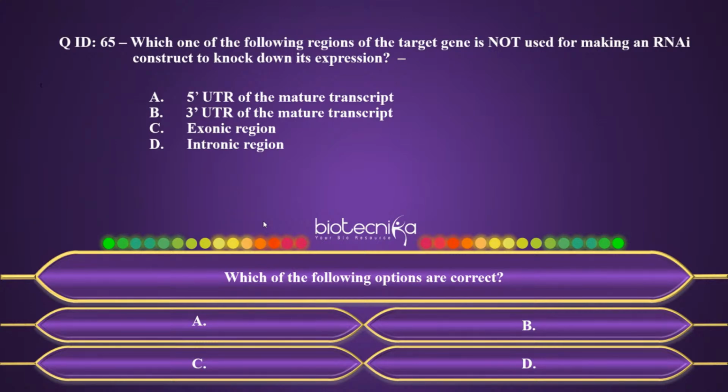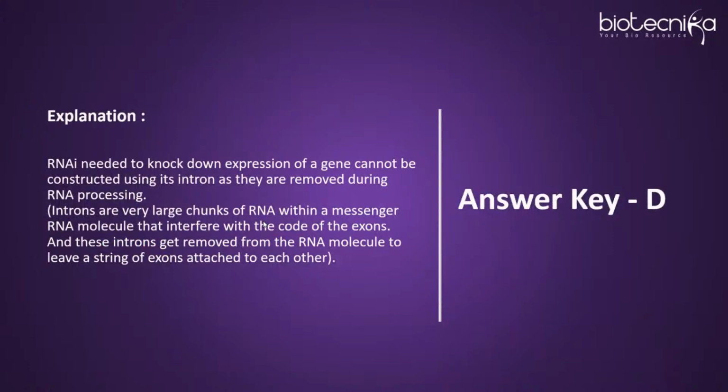Intronic regions. Whether they are present or not, their presence doesn't affect the expression of the gene, right? So which one of the following regions of the target gene is not used for making an RNAi construct? In this question, option D is the correct one. The explanation is that an RNAi needed to knock down the expression of a gene cannot be constructed using its introns, as they are removed during RNA processing. So these intron regions are basically removed during the RNA processing itself, so they are not used for building the RNAi construct, right?